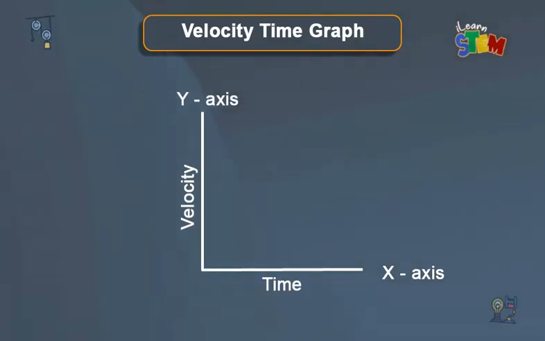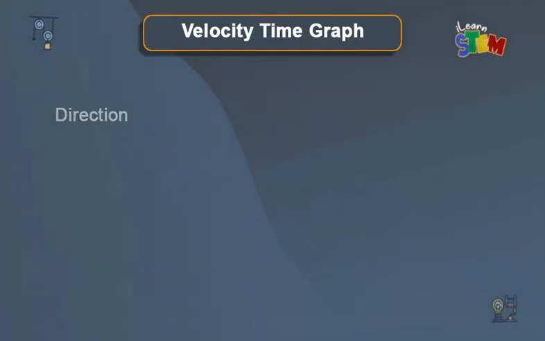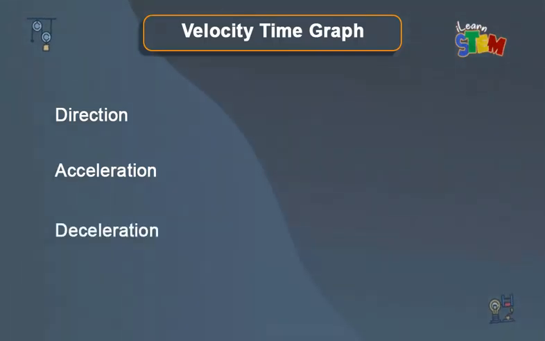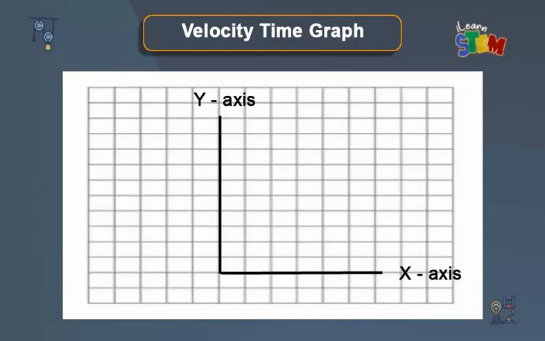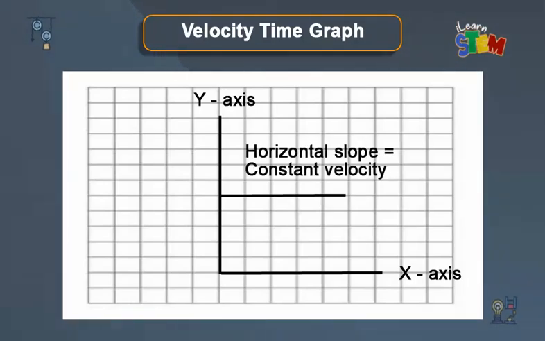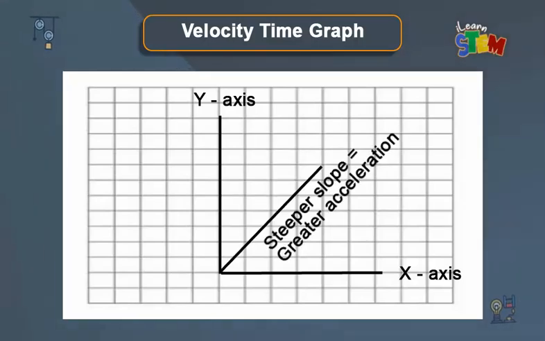The shape of the graph can reveal various characteristics of an object's motion, such as its direction, acceleration, and deceleration. Here are some important features of a velocity-time graph. Slope. The slope of the graph represents the object acceleration. The horizontal slope represents an object moving with constant velocity, while a steeper slope indicates an object with greater acceleration.